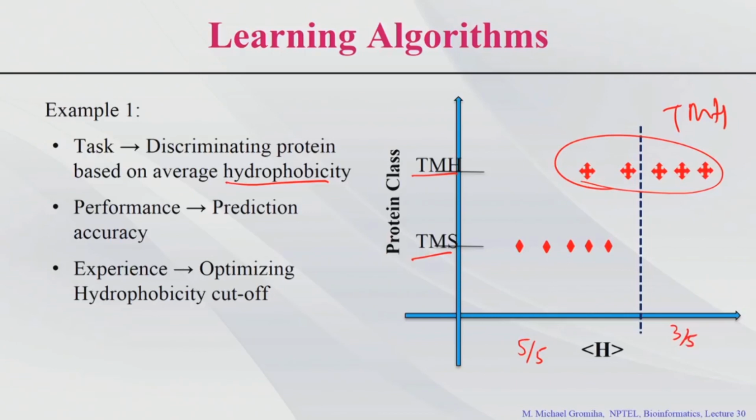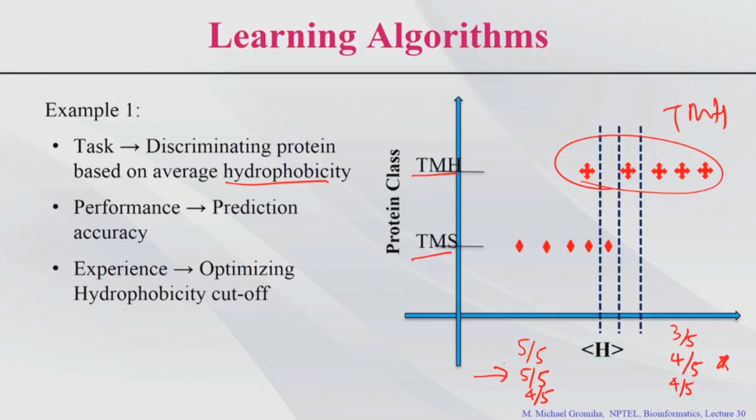Then we can set a different threshold. For example, if you put this threshold, what will happen? This is 5 by 5 and 4 by 5. Which is better now? The second one is better. Then we try another threshold here. Now what will happen? 4 by 5, 4 by 5. So, among the 3 thresholds, which one is the best? The second one is the best.